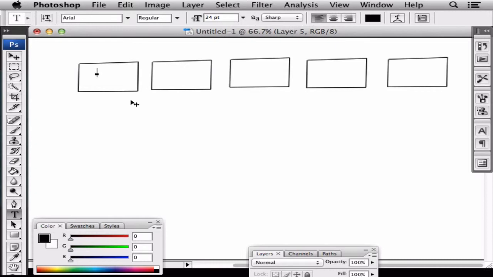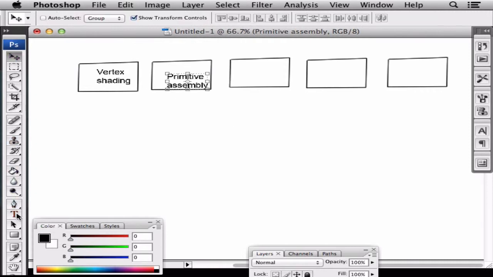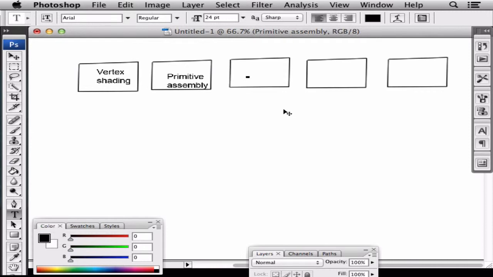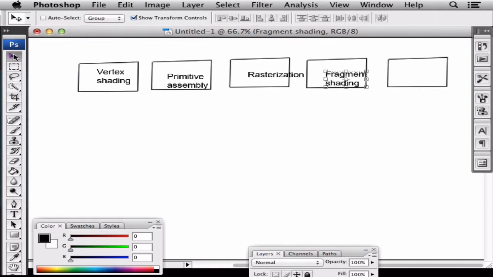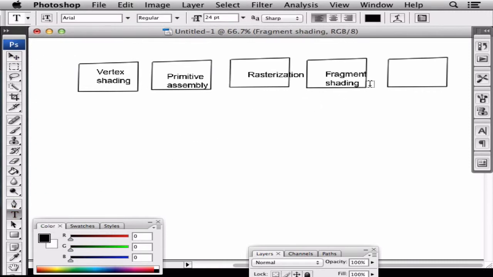The first stage here is vertex shading. The second stage is something called primitive assembly. Third one is rasterization. And then we have fragment shading. Finally, some fragment operations.